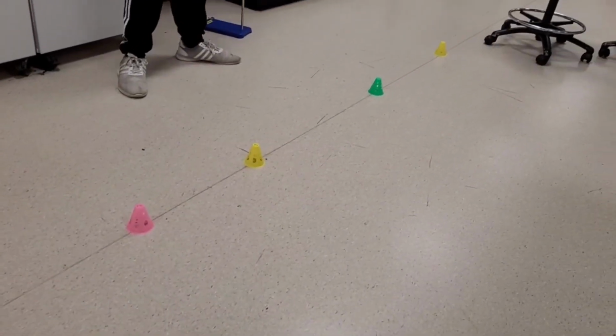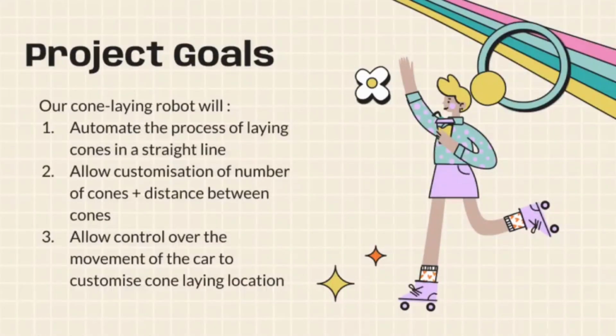Thus, our cone laying robot aims to automate the process of laying cones in a straight line. We also want the user to be able to customize the number of cones and the distance between the cones. Lastly, we also want to allow the user to control the car to customize the cone laying locations.